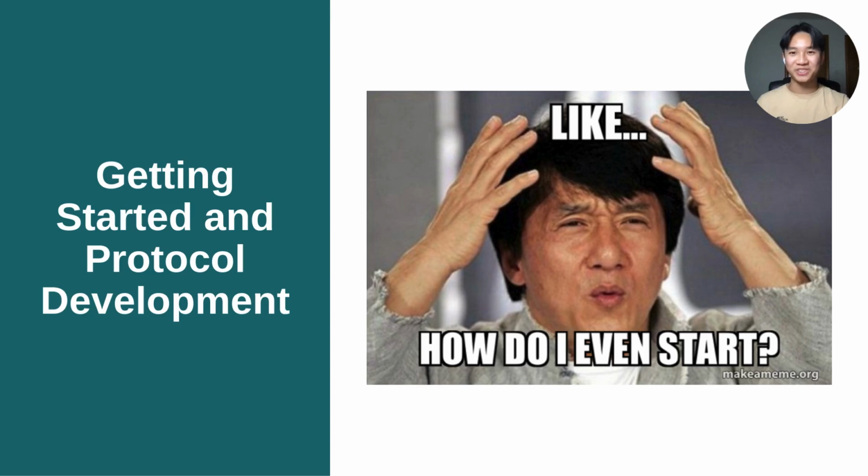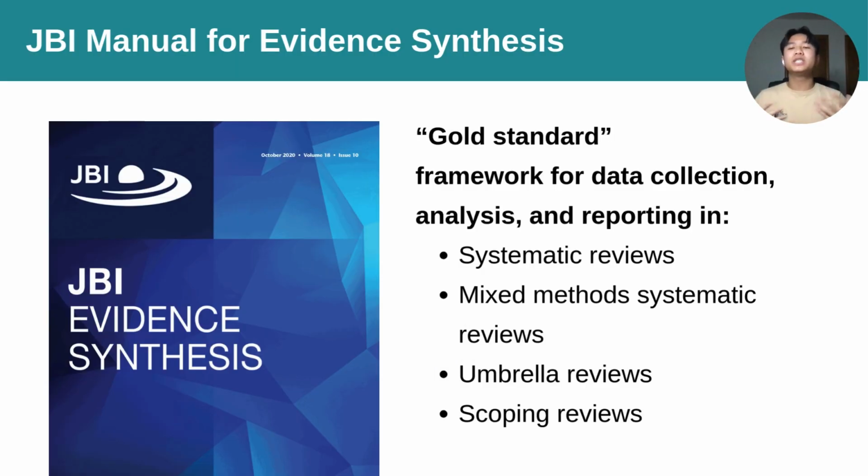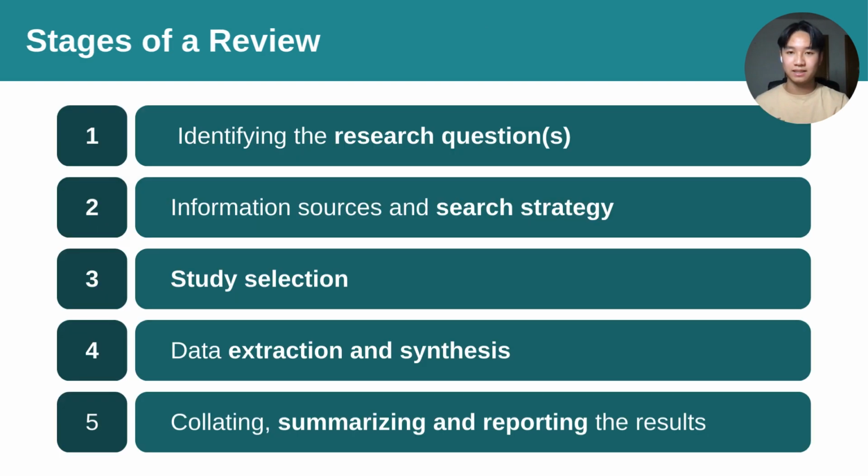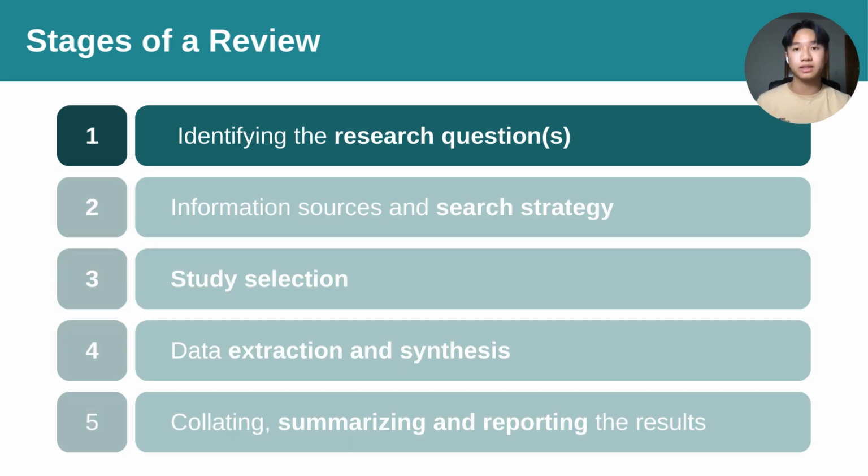So where do you start? In recent years, there's been a huge shift in making systematic reviews in general more systematic. So there are several methodology papers and textbooks out there on reviews, but the gold standard one is the JBI, Joanna Briggs Institute Manual for Evidence Synthesis. The review process includes 5 stages. 1. Identifying the research questions. 2. Information sources and search strategy. 3. Study selection. 4. Data extraction and synthesis. And 5. Collating, summarizing, and reporting the results.